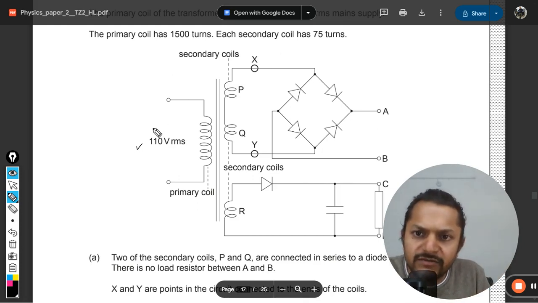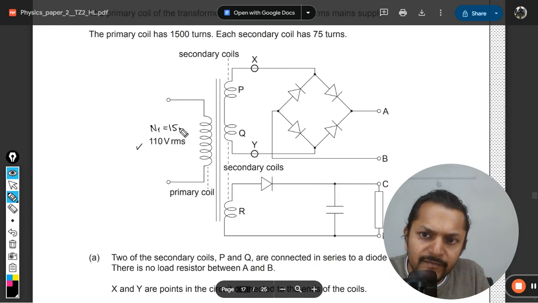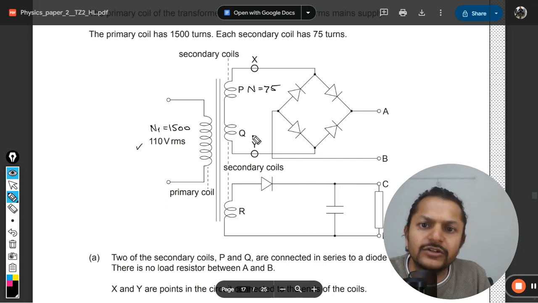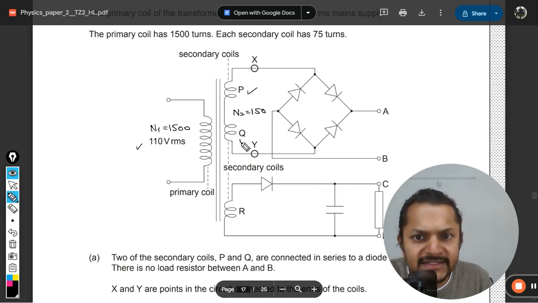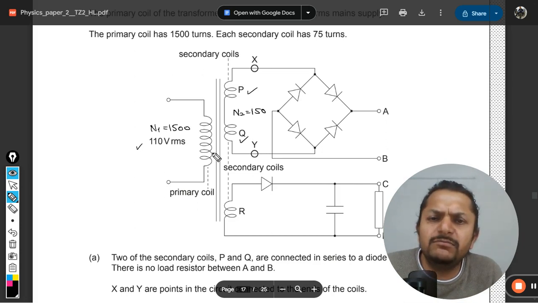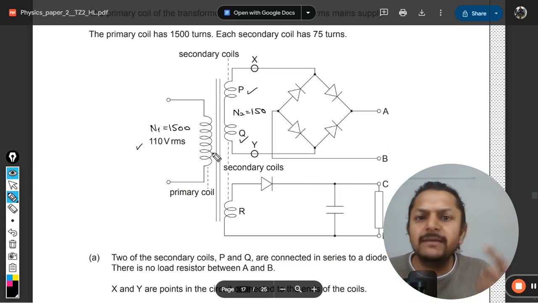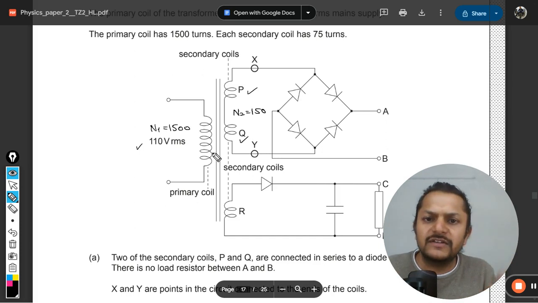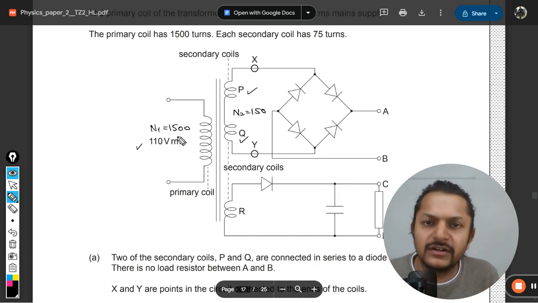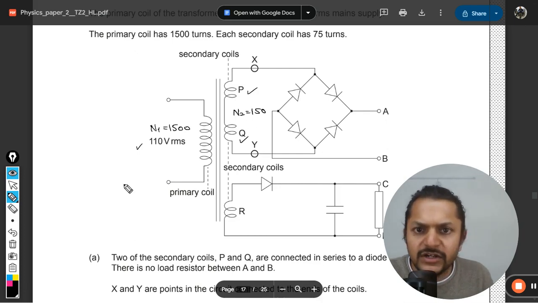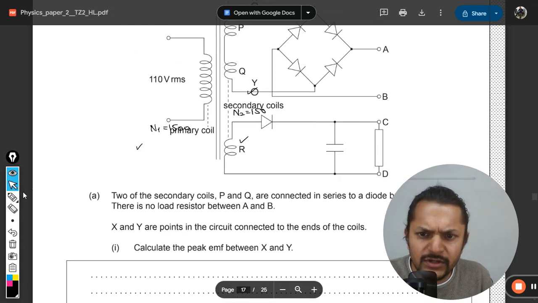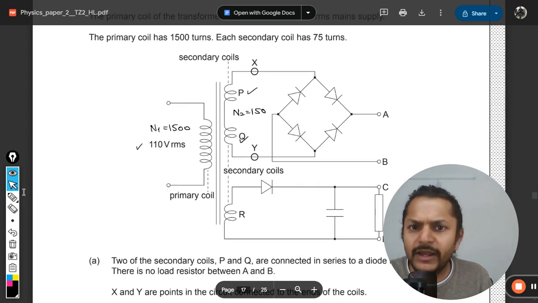So the number of turns given here is 1500 and the number of turns here is 75 and here also 75. So I can clearly say that N2 is equal to 150, 75 plus 75. Both of these coils are in series. They are shown separately, but that doesn't make any difference because they're connected with the same wire. So N2 is 150, this is 1500. Clear. And we have to find the peak voltage between X and Y.